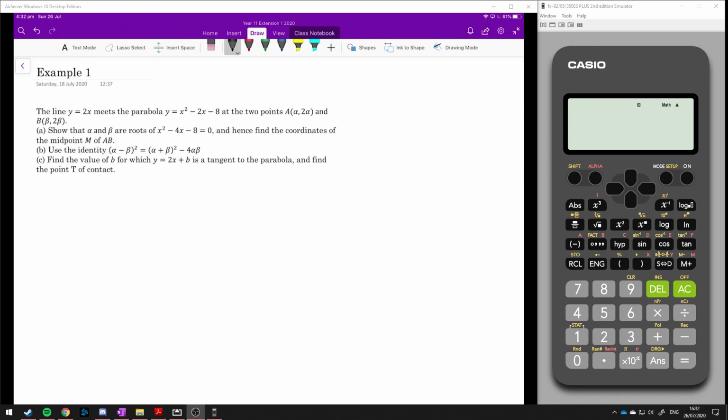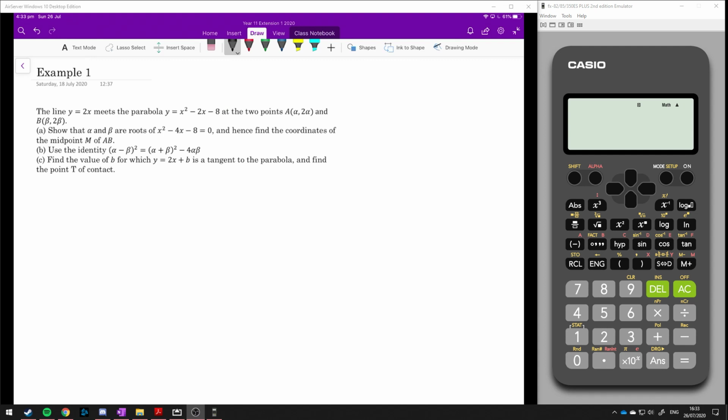So we're going to be looking at a question that could easily be done using quadratic equations, but it is a very clear example of the use of the sum and product of roots. It says here the line y equals 2x meets the parabola y equals x squared minus 2x minus 8 at the two points alpha, 2 alpha and beta, 2 beta. We want to show that alpha and beta are roots of that equation, and hence find the coordinates of the midpoint M of A and B.